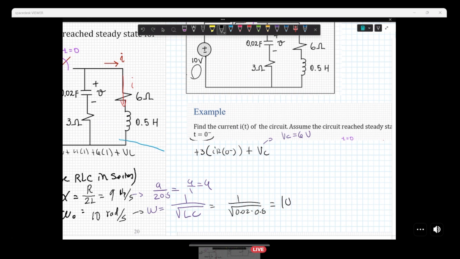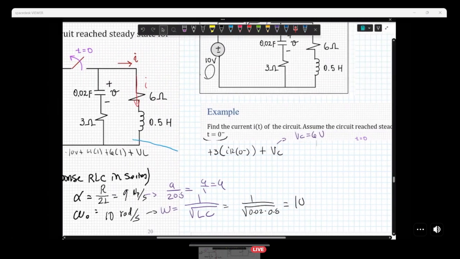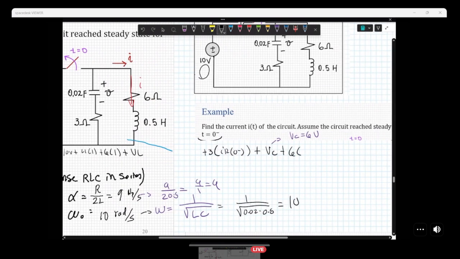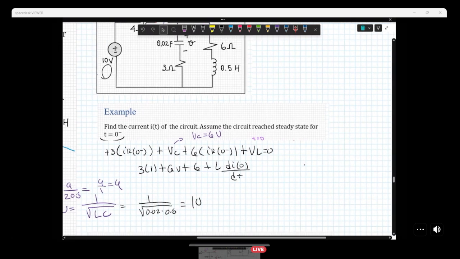So I have the plus 3, I have the plus VC, and then I have the plus 6 times R, plus the VL, because it equals 0. So we know that VL is equal to L di/dt, correct? Yes. So this is going to be 3 times 1 plus VC, which you told me was 6 volts, plus 6, plus L di(0)/dt equals 0.